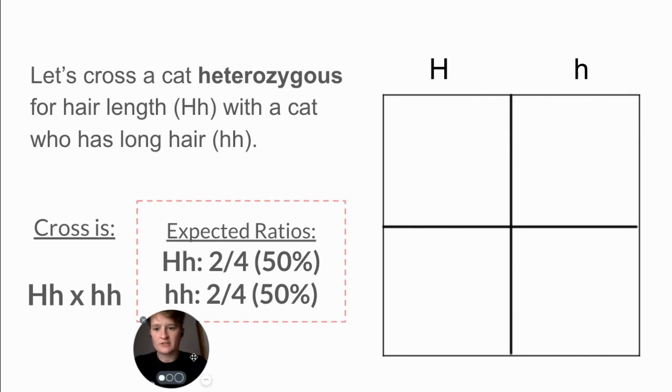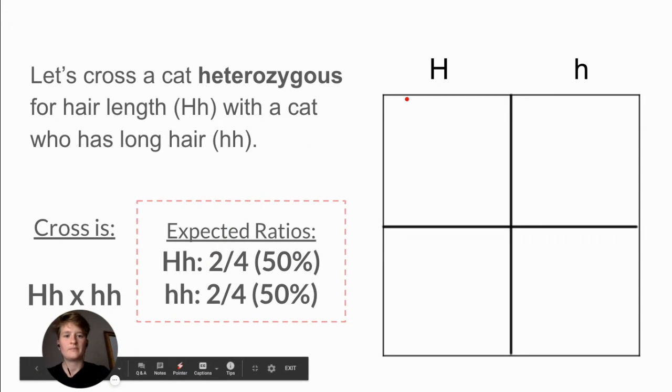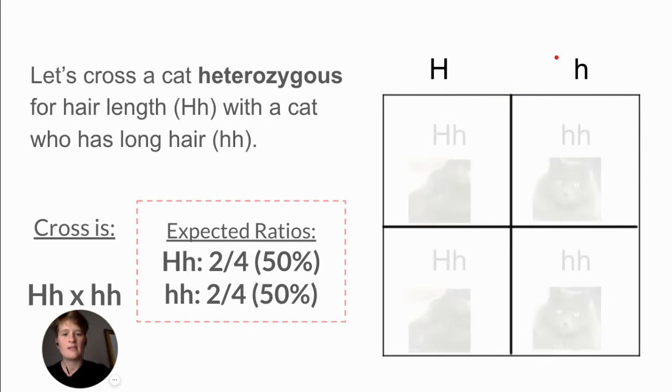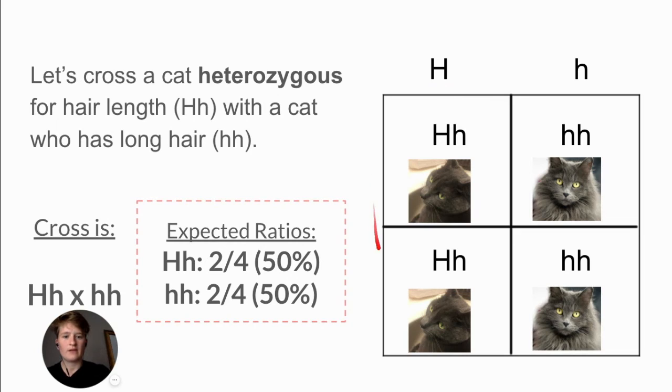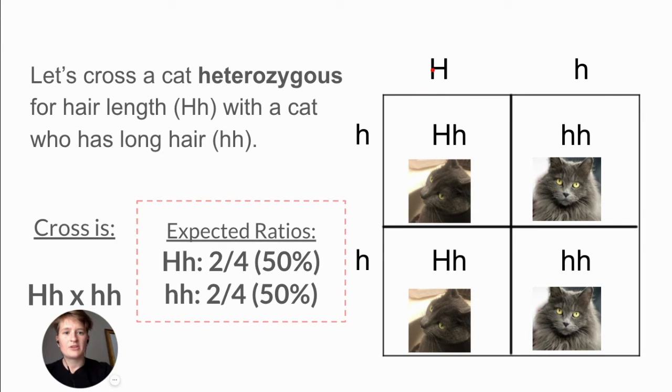So the first thing to do is to put the parents on the Punnett square. So we have the short-haired cat, and we would have the long-haired cat right here. Okay, so the big H drops down, the little h moves over. This is a short-haired cat because of the big H. This little h moves over, this little h moves down, and this cat has long hair.